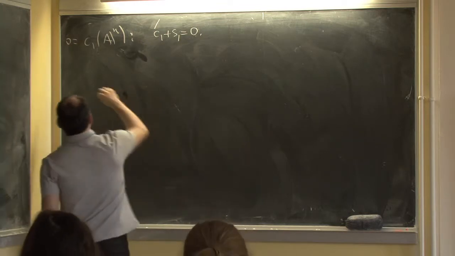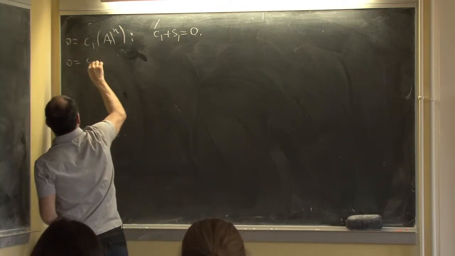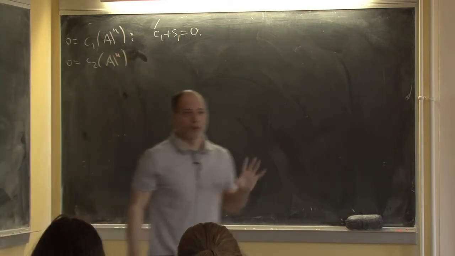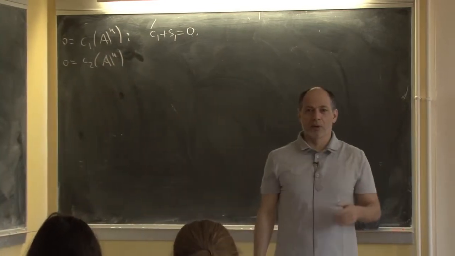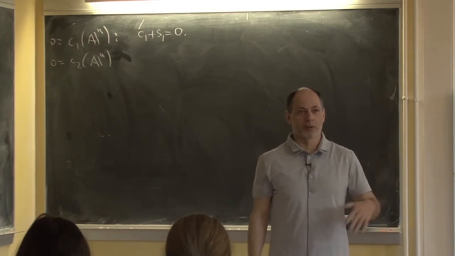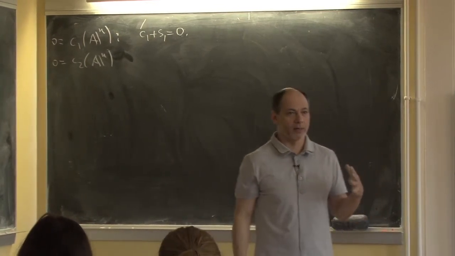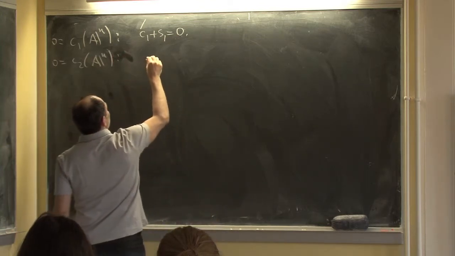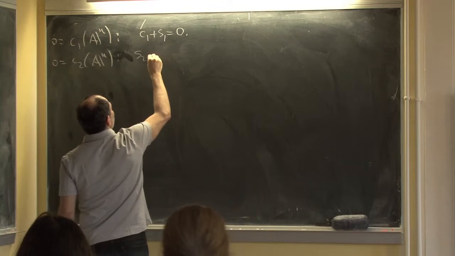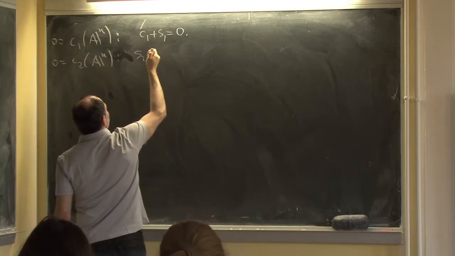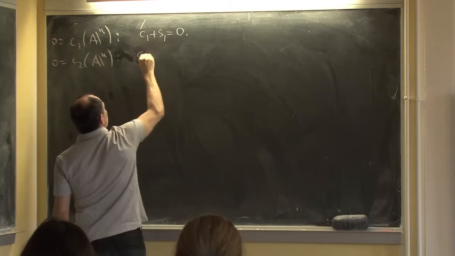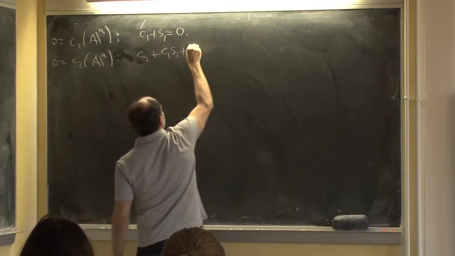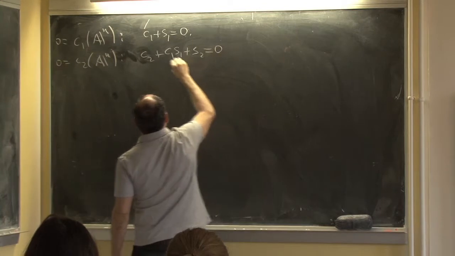The next one, C2 of AN. Now think of AN, I'm sorry, this is really a loose notation. It's not the C2 of the vector space, it's of a trivial vector bundle over the Grassmannian with fiber AN, okay? So then we get C2 plus C1 S1 plus S2 is 0, etc.